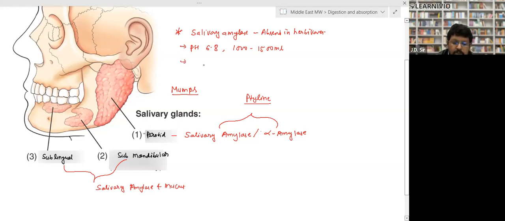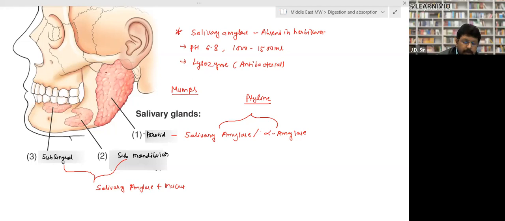Next, salivary glands also have lysozyme, which is an antibacterial agent. So we have lysozyme, which is found in our tears, in our sweat, and also in our saliva. So this is an antibacterial enzyme, meaning it kills bacteria. So salivary glands, clear? All of you? Yes, sir. Great.